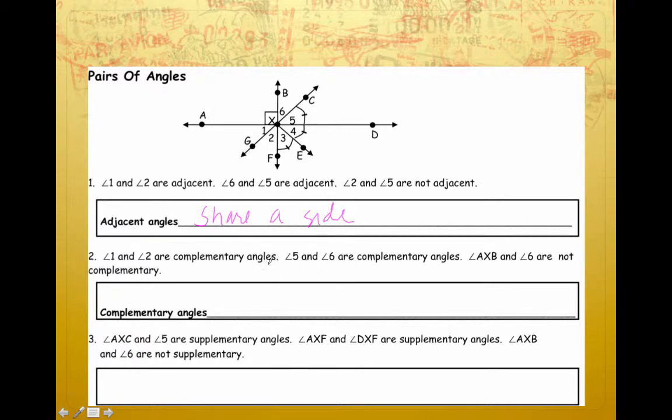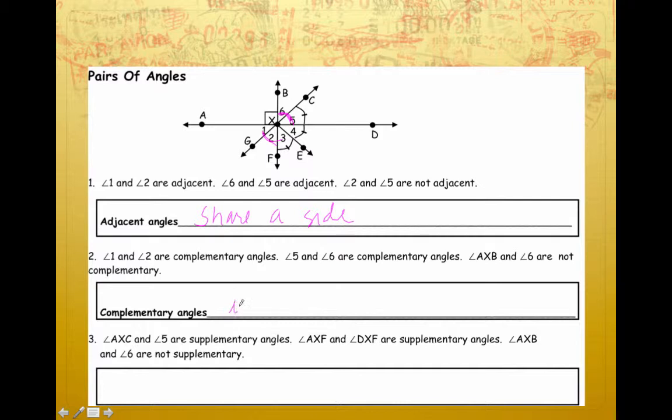1 and 2 are also complementary. 5 and 6 are complementary. AXB, which is this one, and 6 are not. So here's 1 and 2, 5 and 6. What you might notice about these two, since this is a right angle, and these two lines make it, then everything else is also a right angle. So these two together are a right angle. These two together are a right angle. This one with anything else is not, because it's already right all by itself.